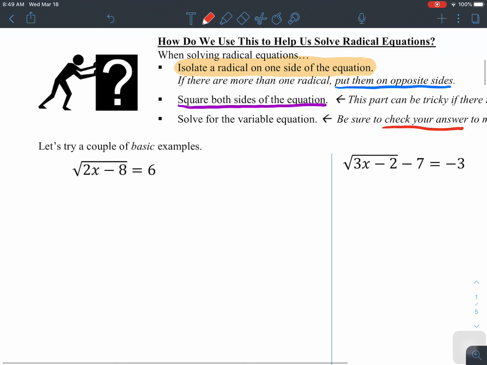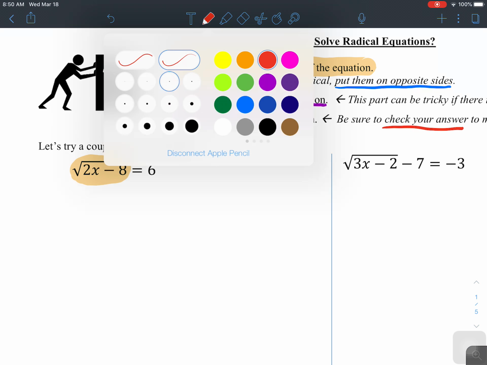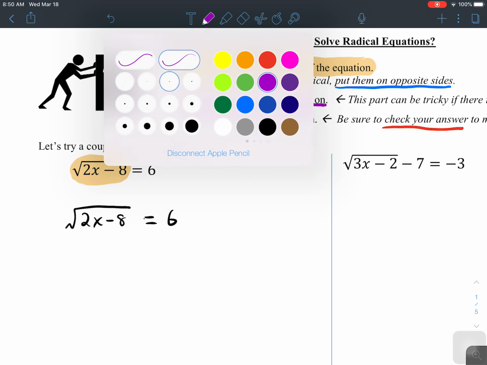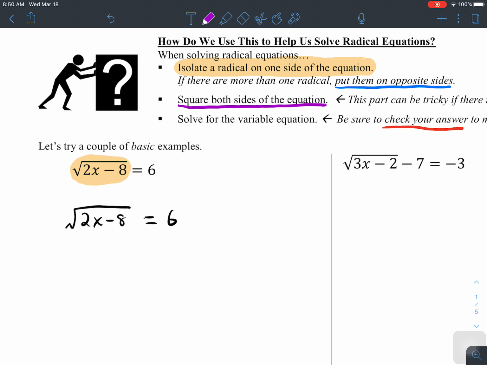In this part, and I'll try to keep the thought process visually up there so you can still see it, is isolate a radical on one side. So, square root of 2x minus 8 equals 6. If I put a box, or for me, I'm highlighting that radical, it is already all by itself. There is not a single thing I need to do to it. I don't have to get it alone, it already is. So I'm going to rewrite it so we can see the original problem with our work underneath it. Now that it's by itself, I'm going to square both sides.